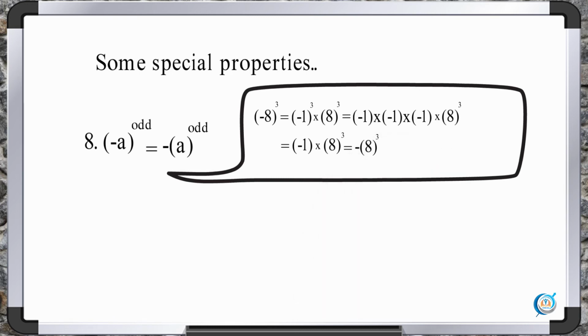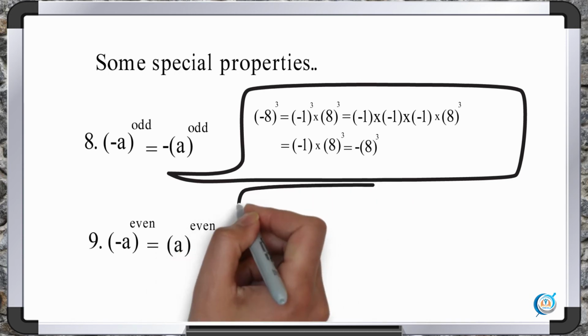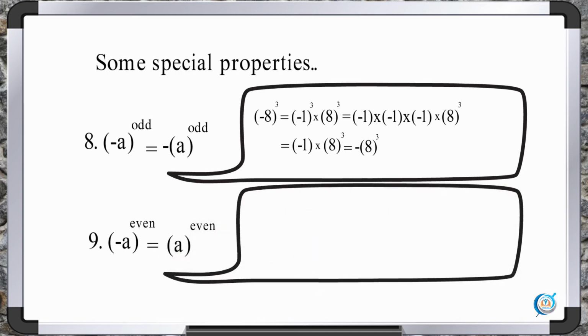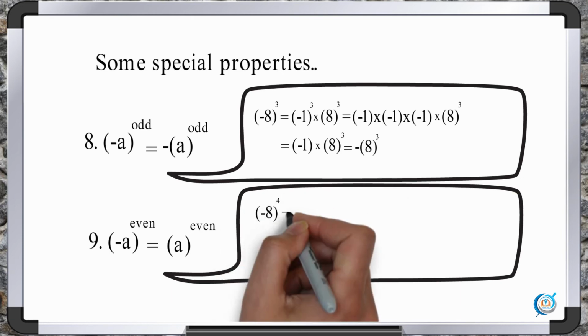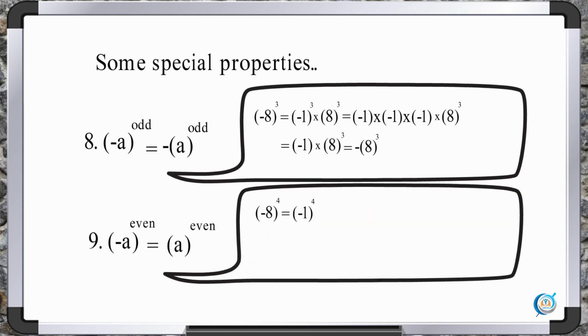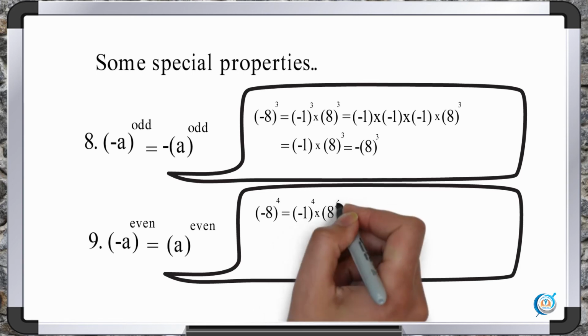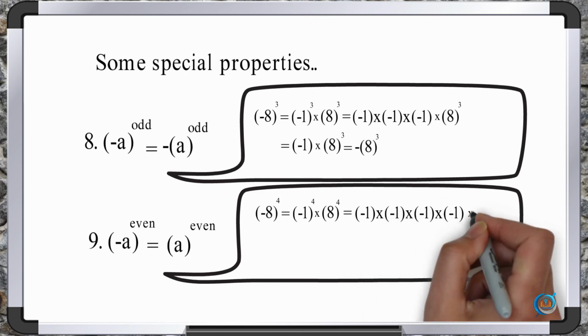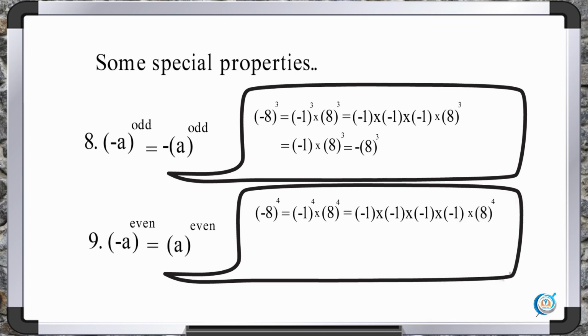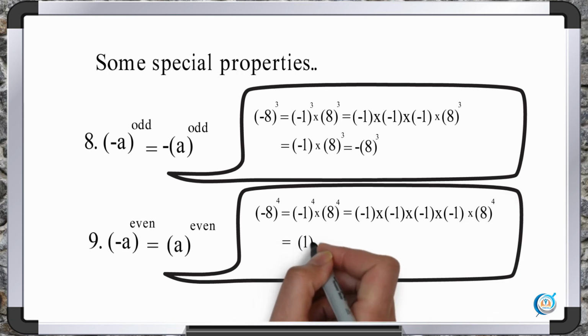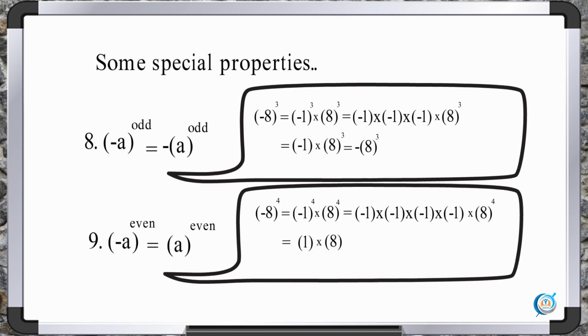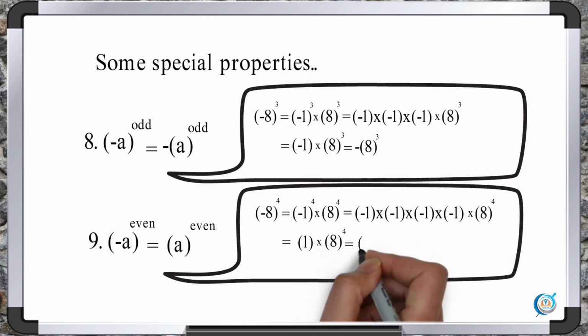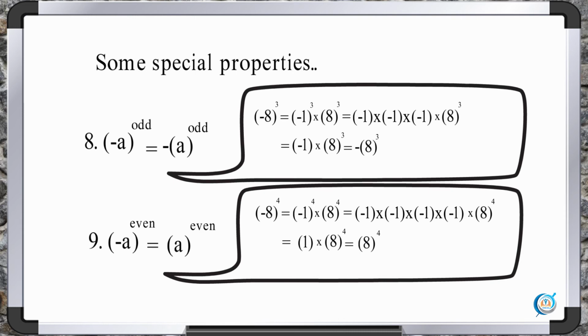And if the base is negative and the power is an even number, (minus a) power even number will be a power even number itself. That is, the final answer will be a positive number. Here minus 8 power 4 is taken. So we can write it as (minus 1) power 4 into 8 power 4. So (minus 1) power 4 will be minus 1 into minus 1 into minus 1 into minus 1, and into 8 power 4. So minus 1 into minus 1 will be plus 1. Again minus 1 into minus 1 will be plus 1. So the whole total will become plus 1. So plus 1 into 8 power 4 will be equal to 8 power 4. So the final answer will be a positive number.